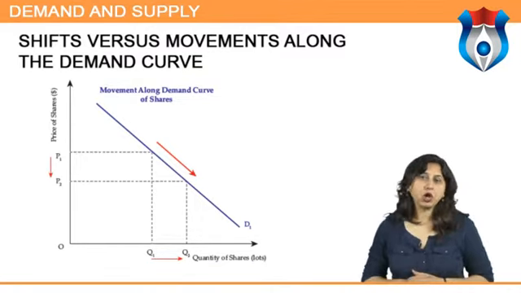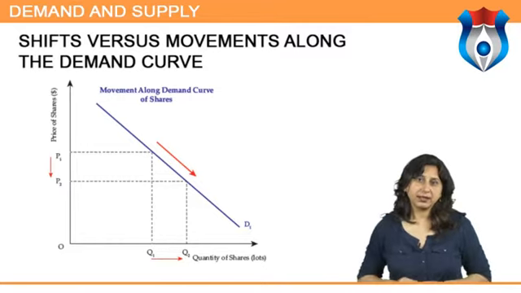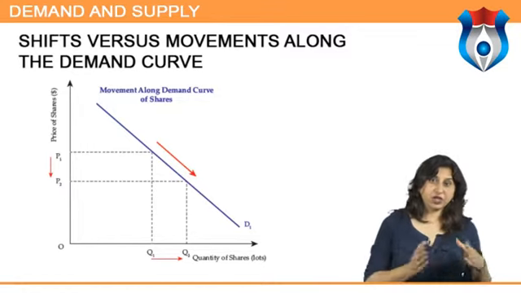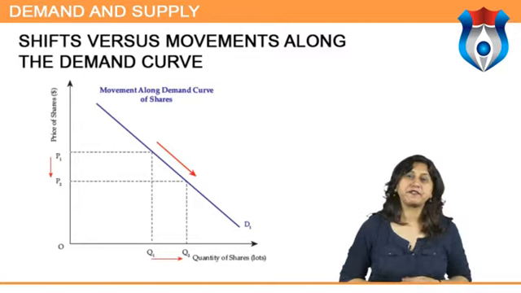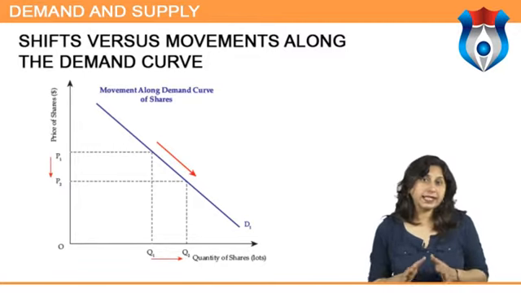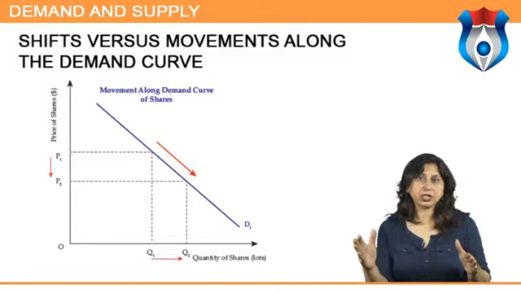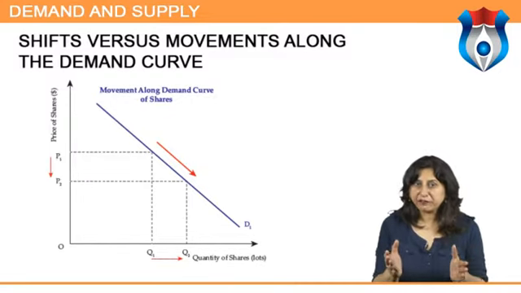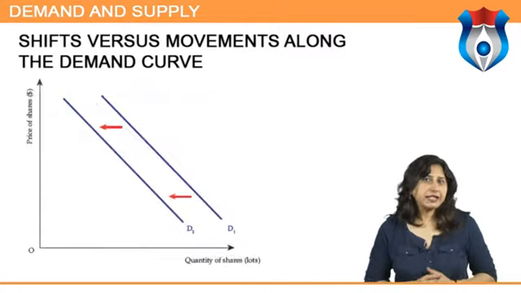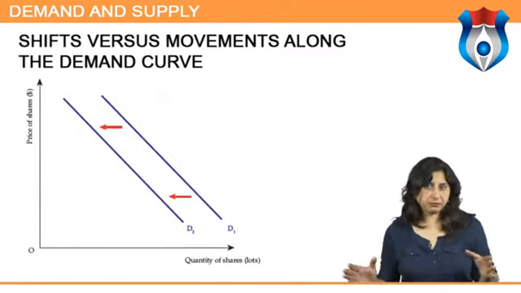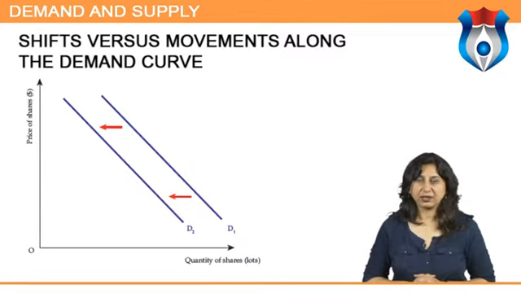A movement along the demand curve occurs when there is a change in price. This may occur because of a change in supply conditions. The factors affecting demand are assumed to be held constant. A change in price leads to a movement along the demand curve, and is referred to as a change in quantity demanded. The difference between shift and movement can be better understood with the help of graphical representation.